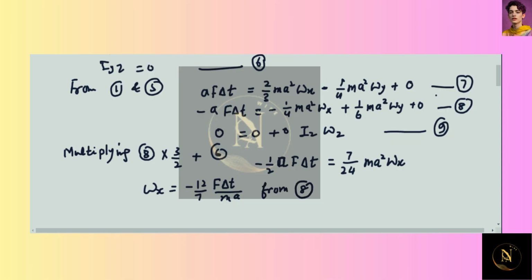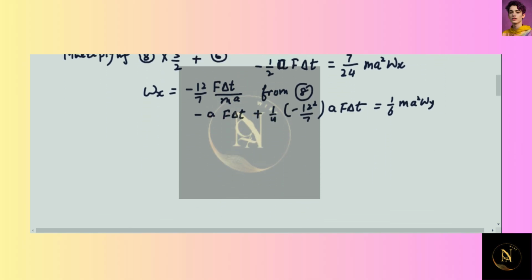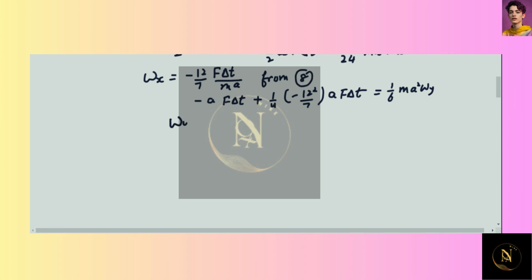From equation 8 we can write minus aF delta T plus 1 by 4 into 7 aF delta T is equal to 1 by 6 ma square omega y. So from here omega y you will get minus 60 by 7 F delta T upon ma, and omega z is 0.